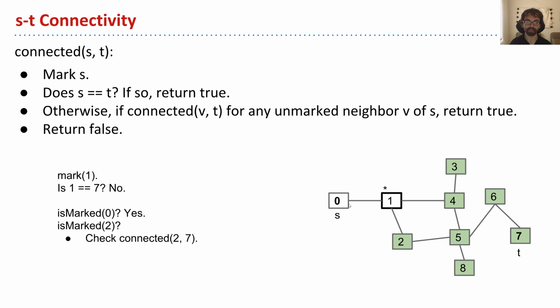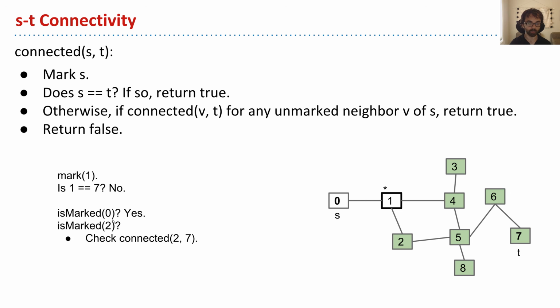So now we get here, and from the perspective of this connected call, the value for S is 1. So is S equal to T? No. So then we look and we say, is 0 marked? Yes, it's already marked, so we already went there. So we don't want to go back, or we're just going to get into an infinite loop.